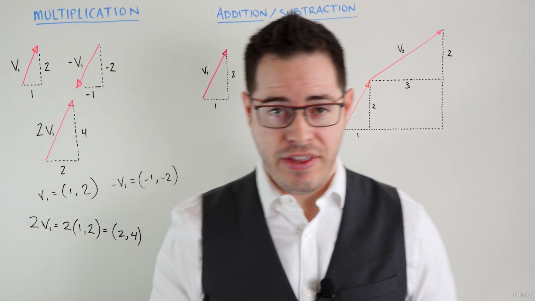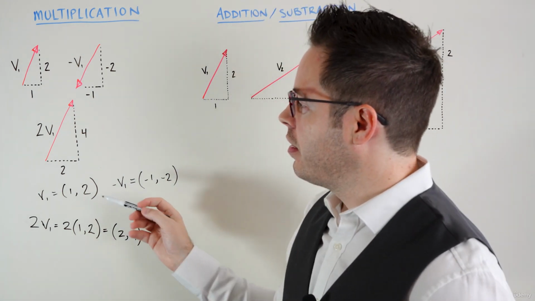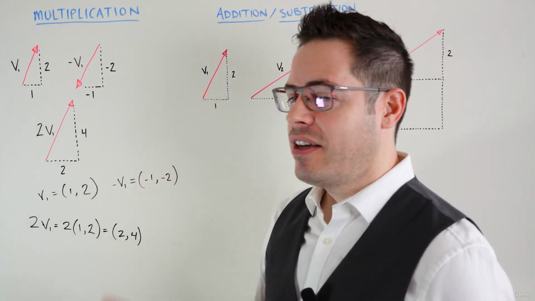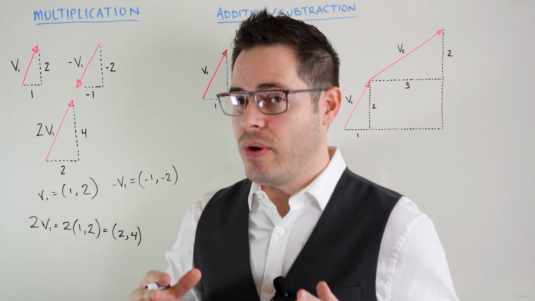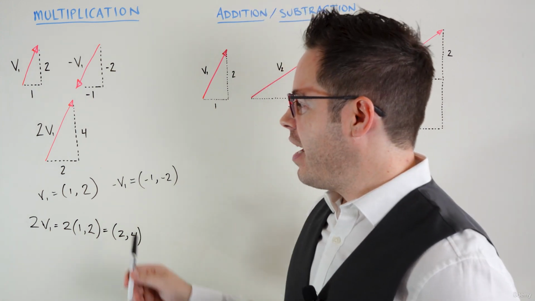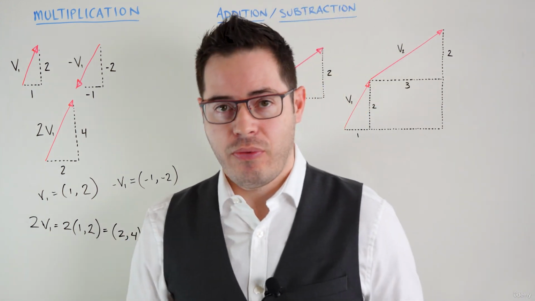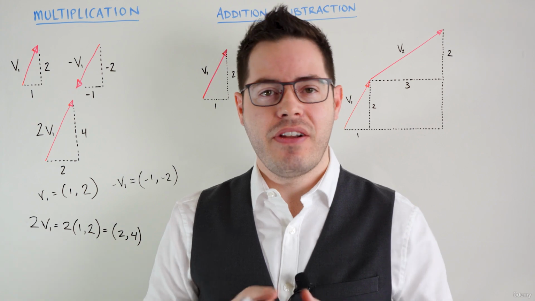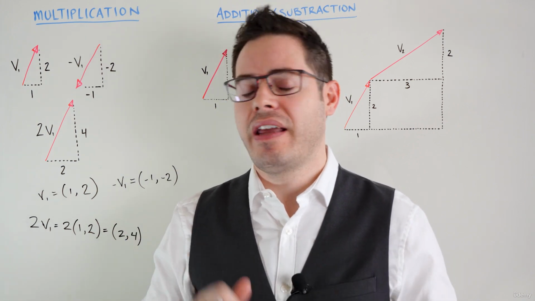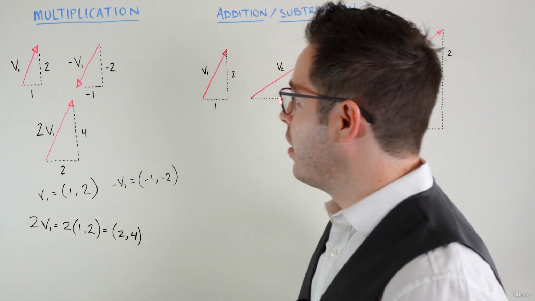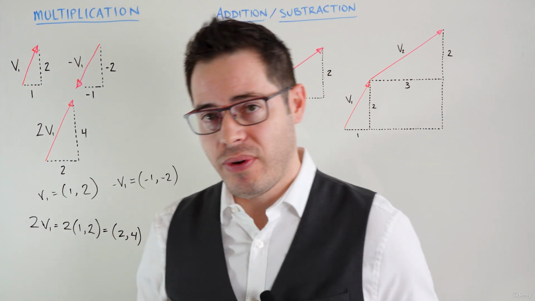And this is the vector in the same direction as v1, but its magnitude is scaled by 2, so it's exactly twice as long. So vectors have this handy quality that we can scale them by a scalar, and their magnitude is scaled by that scalar. So that's vector multiplication. It's quite simple.